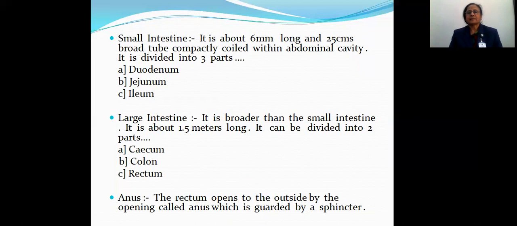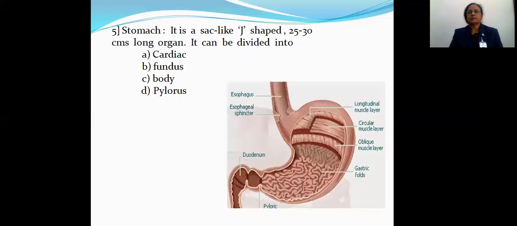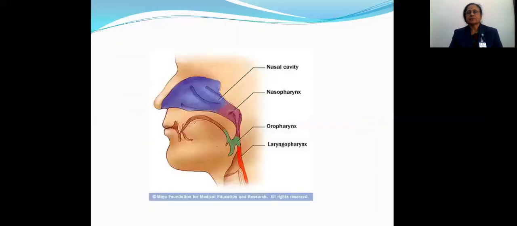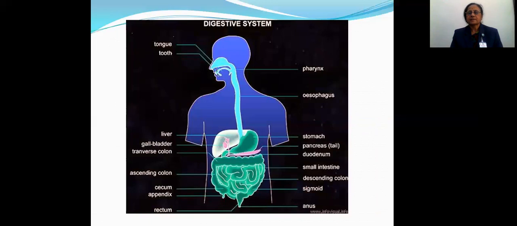The next part is the large intestine. This large intestine is broader than your small intestine. It also has three parts, mainly two parts here, colon and rectum. Now what about the cecum? In this diagram, you see here the cecum. Cecum means the part where the small intestine ends and the large intestine starts.